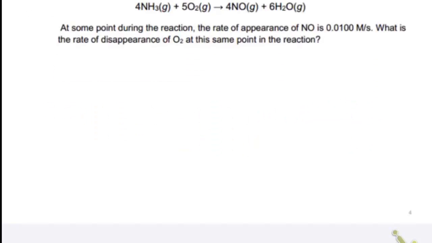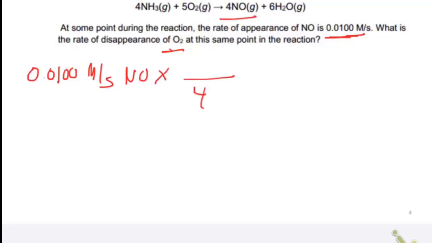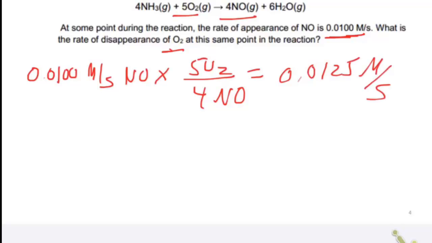Alright, one more. Number 2 says, okay, different reaction, and here I have the rate for nitrogen monoxide at 0.10 molar per second. We want to know the disappearance of O2. Okay, so I'm going to take that 0.10 molar per second of NO, and what I know is I have 4 NOs for every 5 O2s, and that's going to give me 0.125 molar per second of O2. Okay, we're going to stop right there.